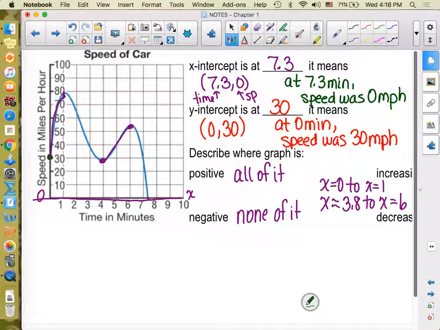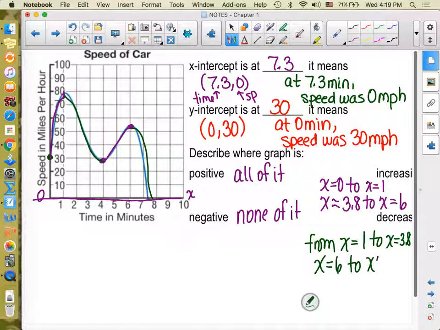Drawing on the graph often helps so that we can describe it. These are the two parts from left to right where it's heading downhill from left to right. So it's decreasing from x is 1 to around x is 3.8. Then it's increasing again from 3.8. It's decreasing again from about x is 6 to an x of around 7.4. I'm estimating that one. When you're finished, show me that you have these done, please.